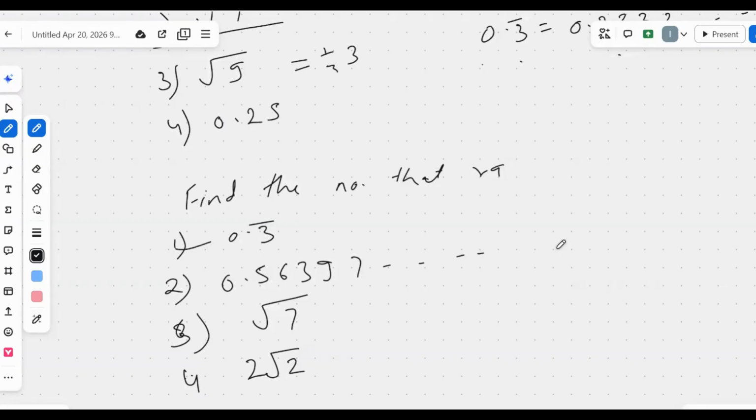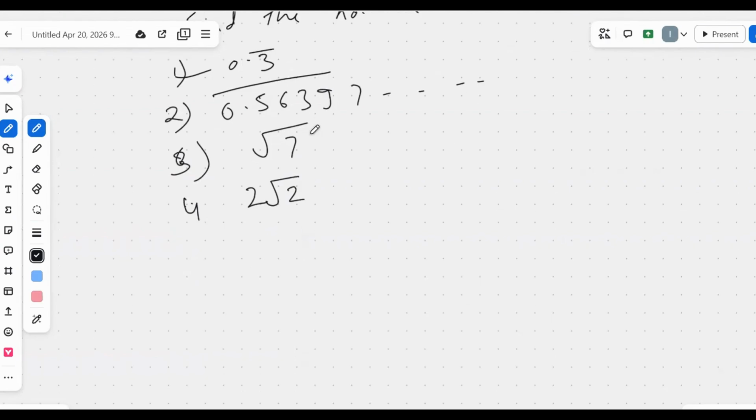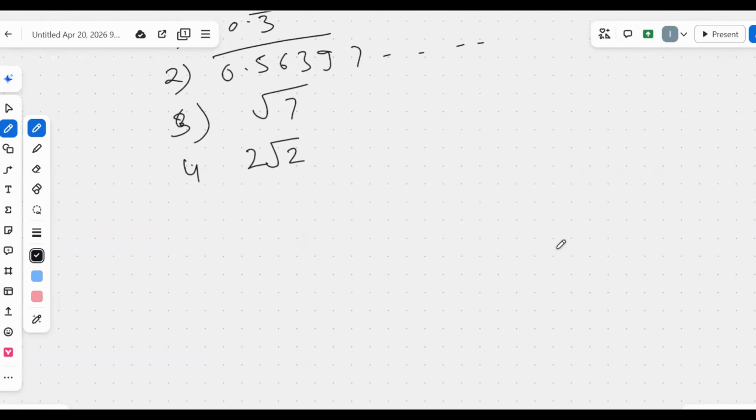The first one is a recurring number. And in case they ask you to convert this recurring number into a terminating decimal, how are we going to do that? See, first, if I give you 0.3 bar, this is a recurring number and we have to represent it as a terminating decimal.